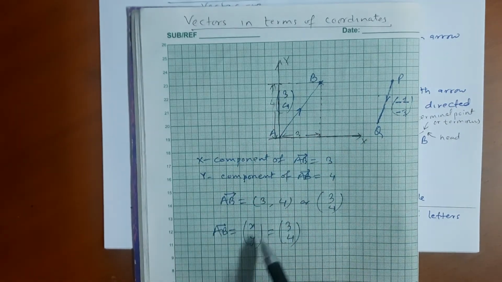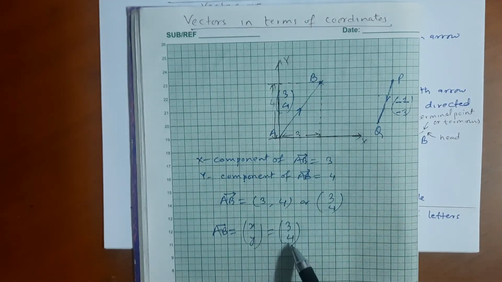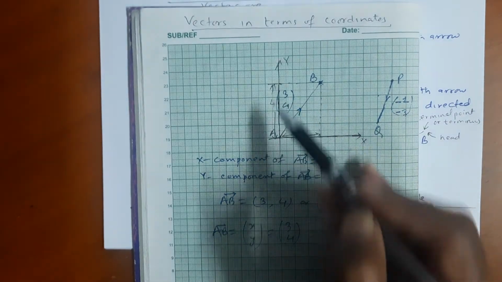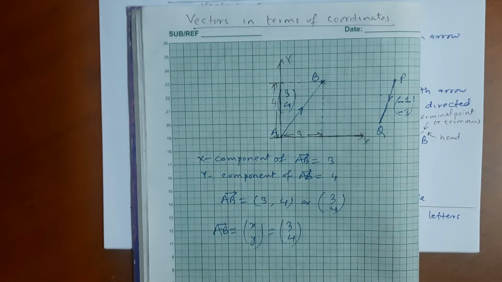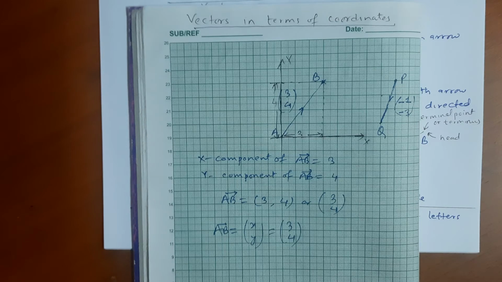Okay, so this x component means the projection of the vector on the x-axis, and this y coordinate means the projection of the vector on the y-axis. Okay, in this way we can write vectors in terms of coordinates. Similarly, if there is a space vector, then using 3 components we can write it.